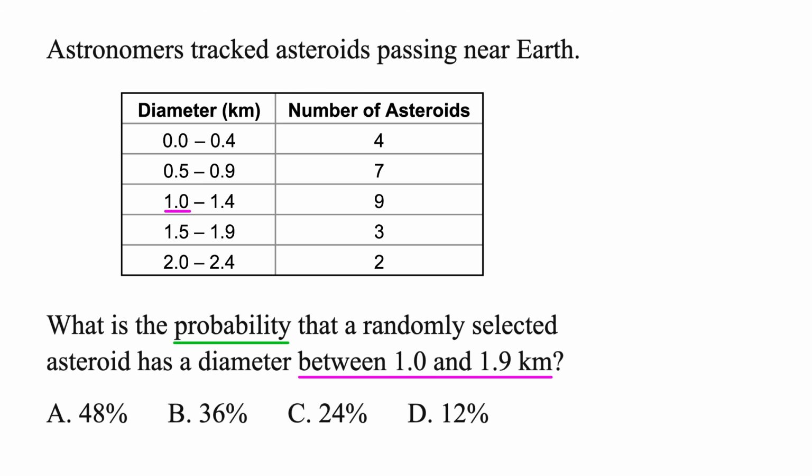Now we find 1 right here, 1.9 here. Those are the diameters we're interested in. But to find everything between them, it's going to be all of these ones and all of these ones. In other words, we're going to add the 9 plus 3. That's going to be the top part of our fraction. So adding those, we get 12. There's 12 that we're interested in.